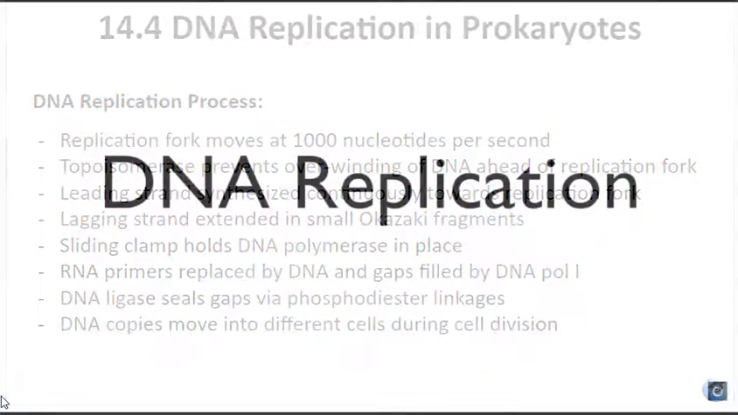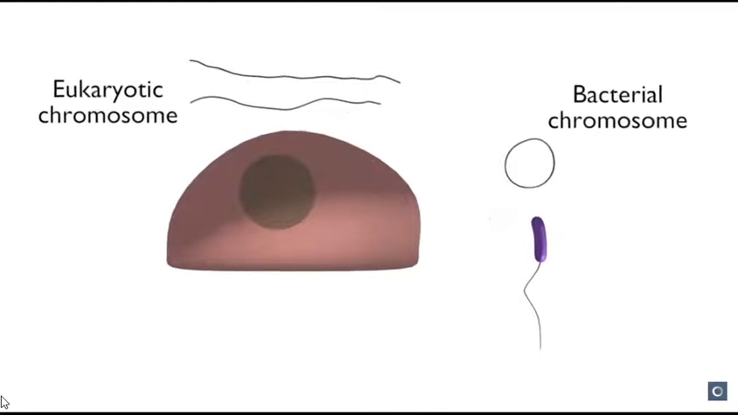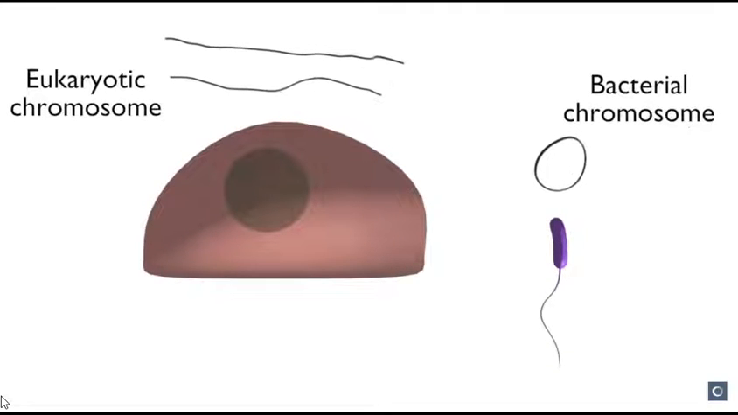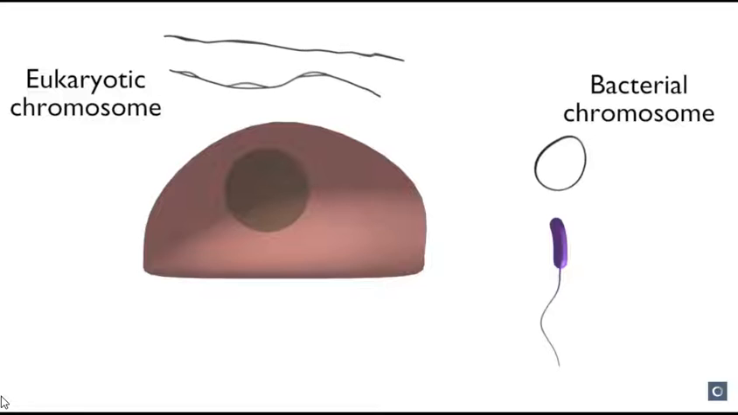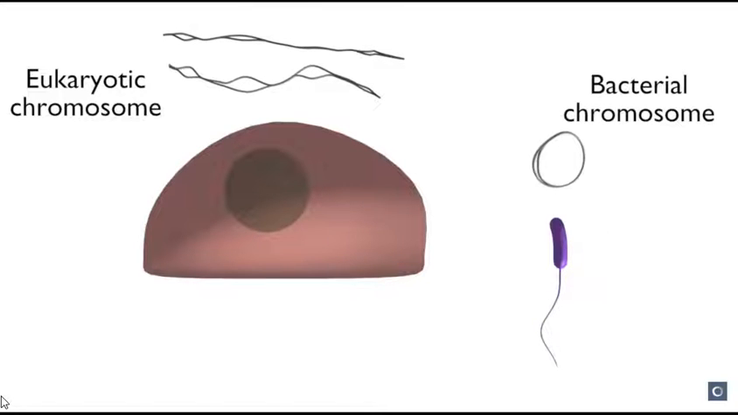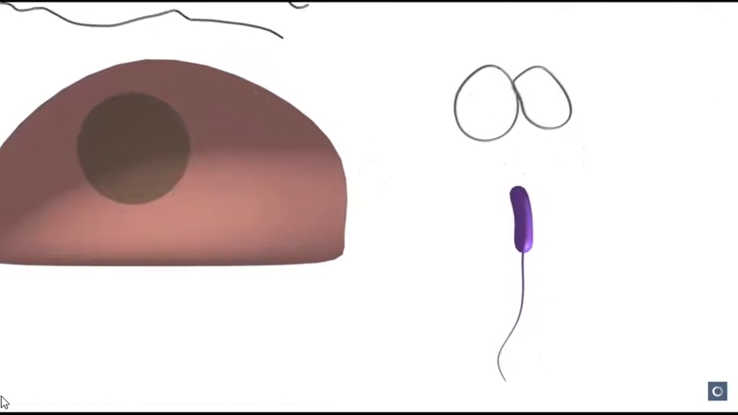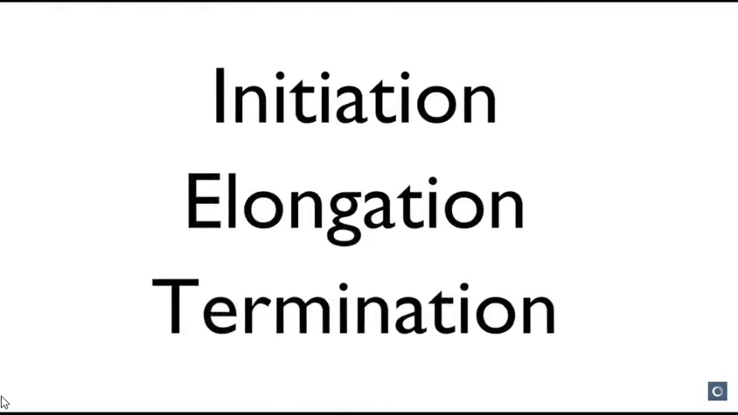DNA replication is the process by which a duplicate copy of the genetic material is made before a cell divides. The steps in replication are highly conserved in all organisms. There are a few details that differ between bacteria and eukaryotes, but we focus on bacterial replication in this animation for simplicity. The process of DNA replication is broadly described as having 3 phases: initiation, elongation, and termination.